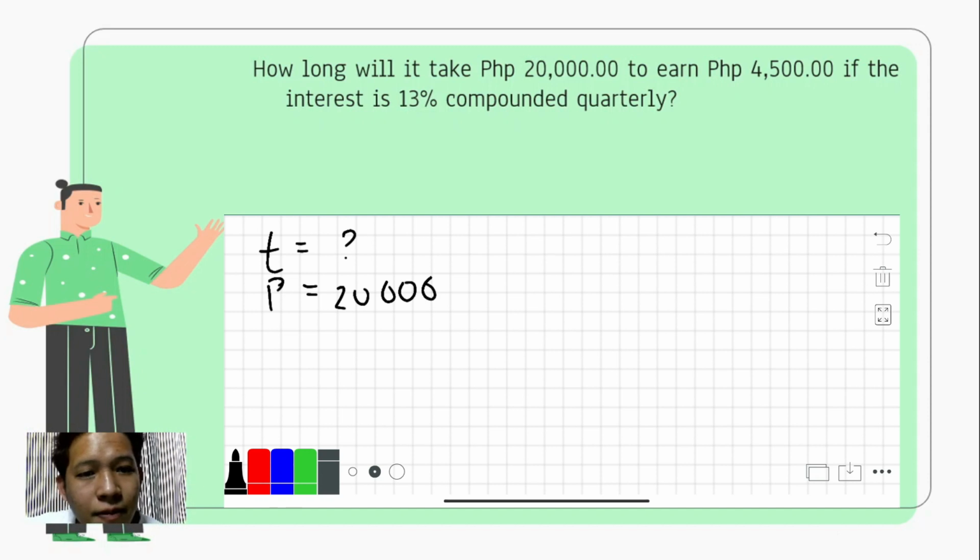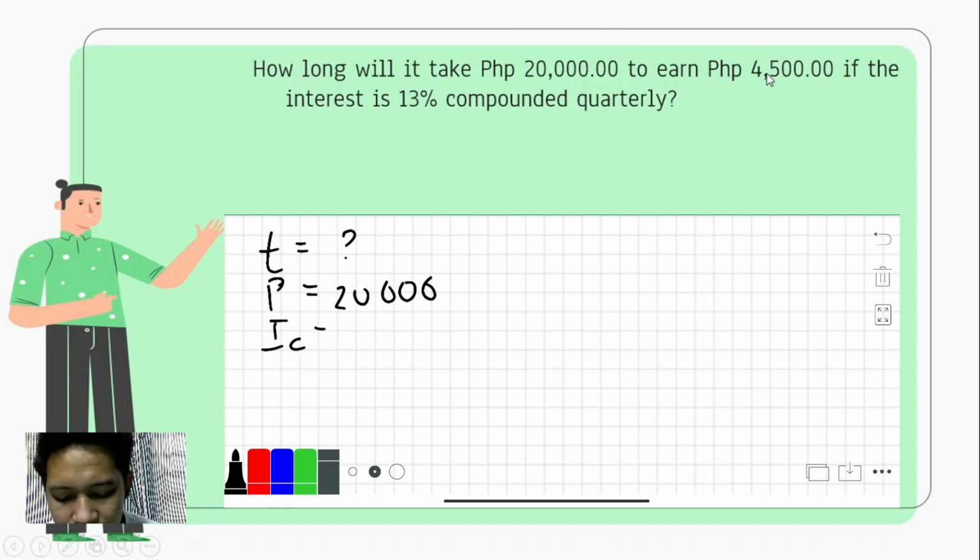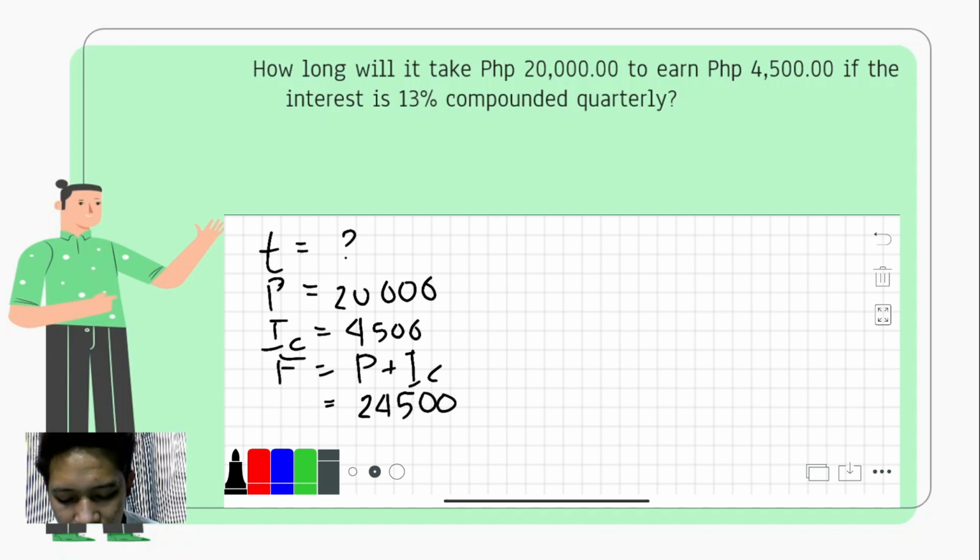Ibig sabihin ng to earn or tutubo dapat ng 4,500. Ibig sabihin, para makuha natin yung ating future value, what we're going to do is to add this interest. This is actually our interest. So that is 4,500, to which ang ating future value is the principal plus the interest, and that will yield to 24,500. Okay, so our future value is 24,500.